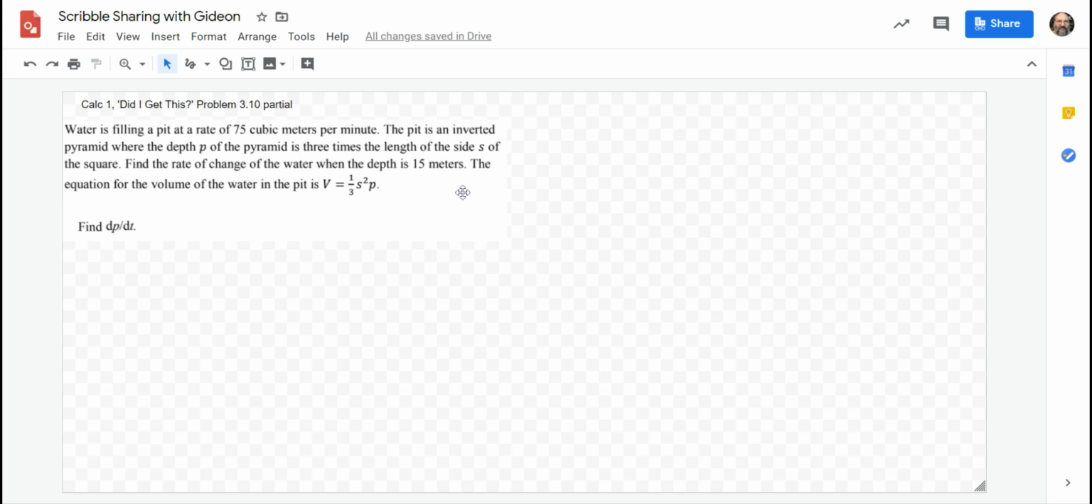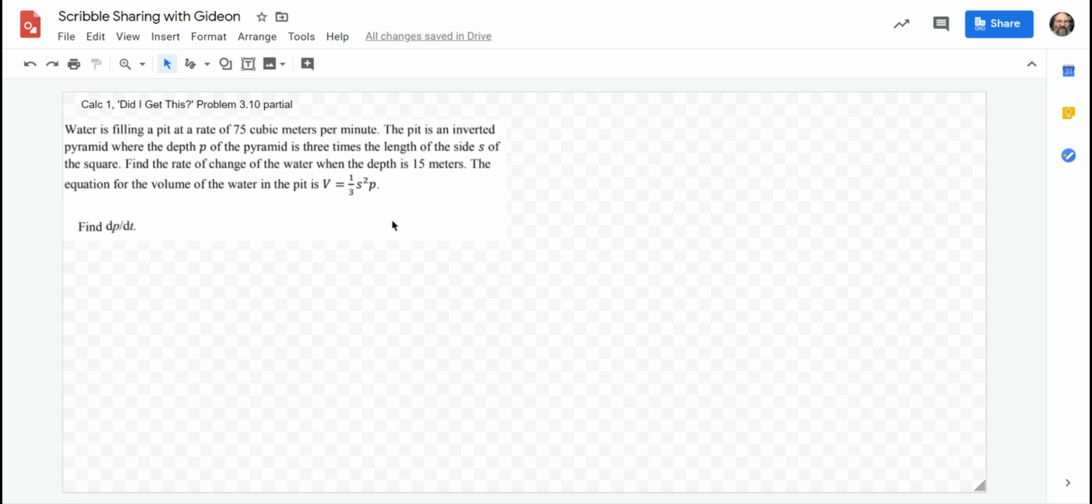So the first thing that you have to do when you're dealing with a big story problem is read it a couple of times to make sure you understand the givens and have a broad idea. It's worth the time to do that. Water is filling a pit at a rate of 75 cubic meters per minute. Okay, I got water filling a pit.